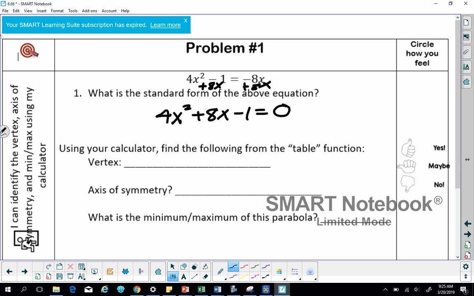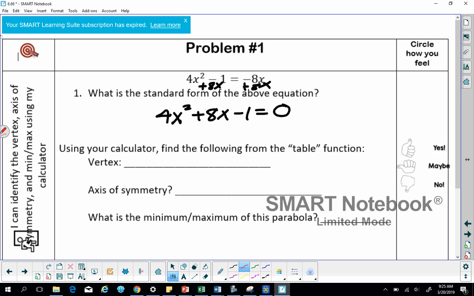There's nothing to combine because no one has the same last name. Then, using my table function, I put table on my calculator, and I type that equation in. So I put 4x squared plus 8x minus 1. How do I find my vertex on a calculator? Anybody know? Anyone else know how we find our vertex?